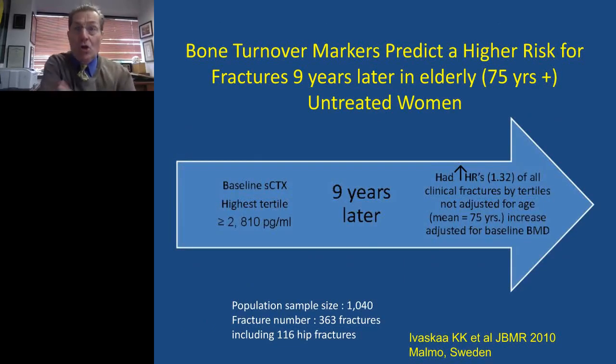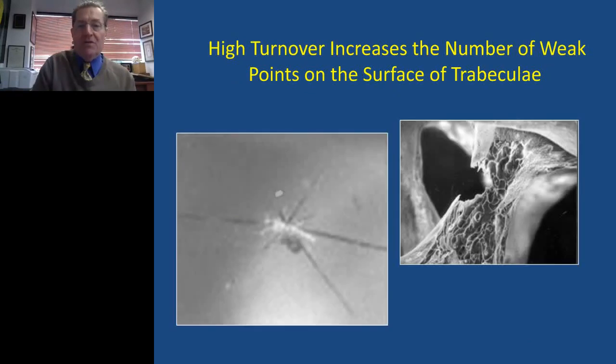This is a long longitudinal study that was published by Vasaka from Malmö, Sweden in the JBMR in 2010, that a high CTX in the highest tertile 9 years later predicted an increased hazard ratio of all clinical fractures, and that was adjusted even for the baseline bone mineral density. So it looked like a high marker over a long period of time predicted an increased risk of fracture.